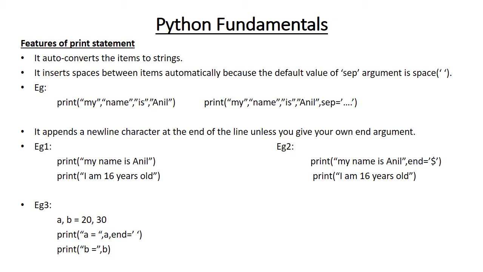Example number 3. a, b = 20, 30. print('a =', a, end=' '), print('b =', b). So what will the output be? The output will be a = 20 space b = 30.